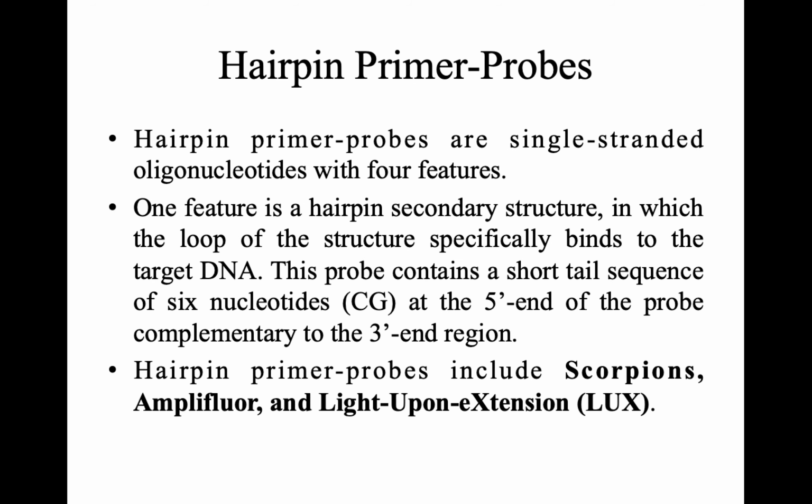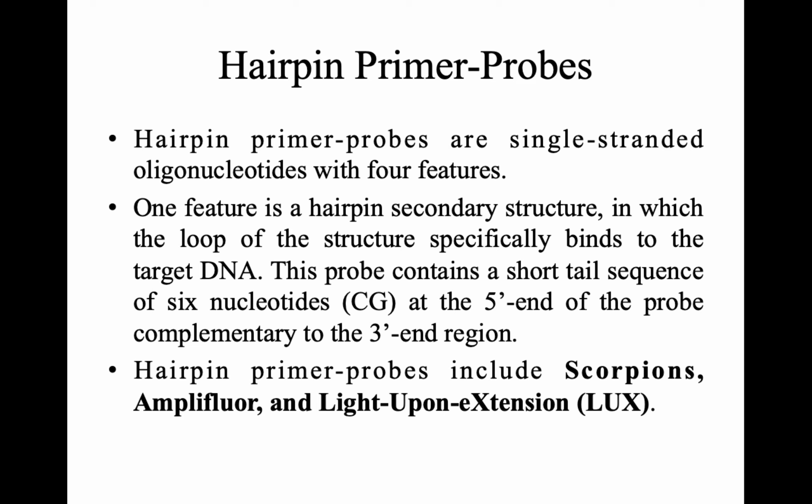Now we are going to discuss the hairpin primer probes. Hairpin primer probes are single stranded oligonucleotides with 4 features. One of the important features is that it has a hairpin secondary structure, in which the loop of the structure specifically binds to the target DNA. The sequence of the loop is complementary to the target DNA. By doing so, we can detect the target DNA.